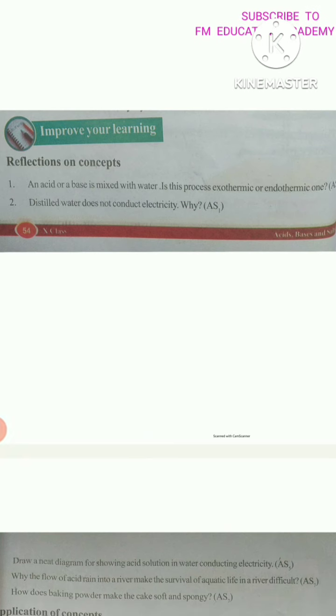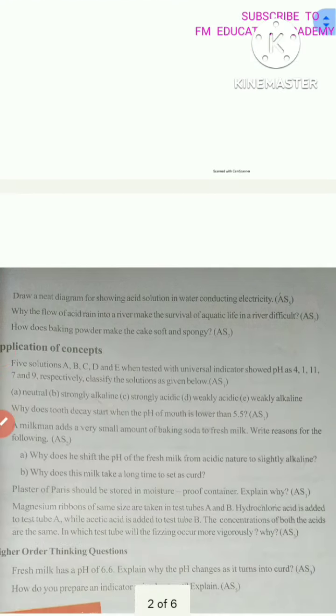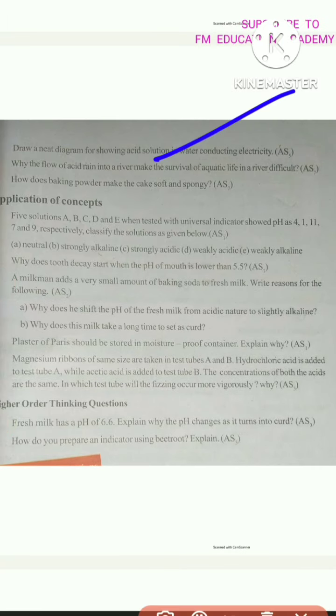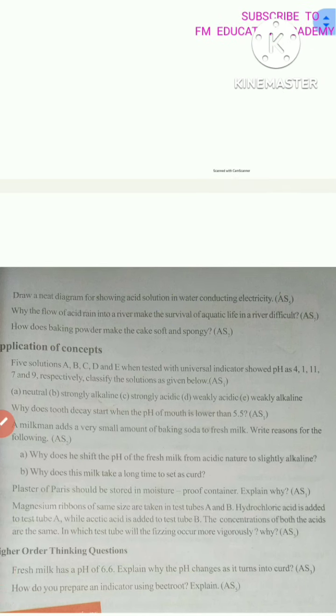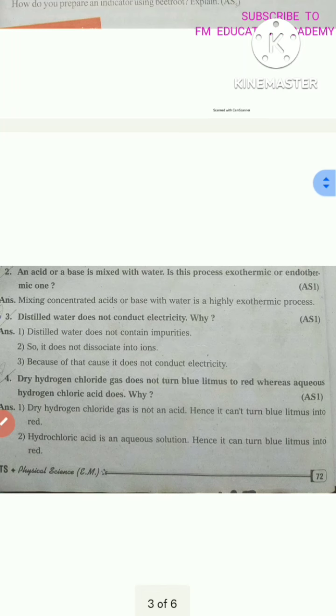In Improve Your Learning, we have reflection of concepts, and there we have a total of 5 questions, and in application of concepts also we have 5 questions, and higher order thinking questions we have 2 questions. So all the questions I'll be explaining to you, okay? So continue watching till the end.